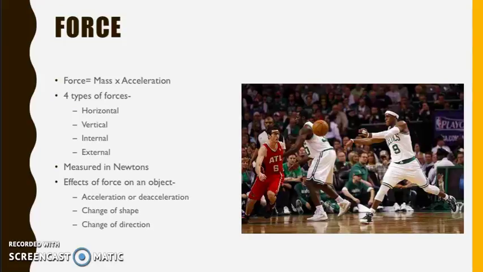So if a basketballer was going to throw a ball weighing 600 grams and that ball had an acceleration of 30 meters per second squared, it would have a force of 18 newtons, and that's just because force is mass times acceleration.